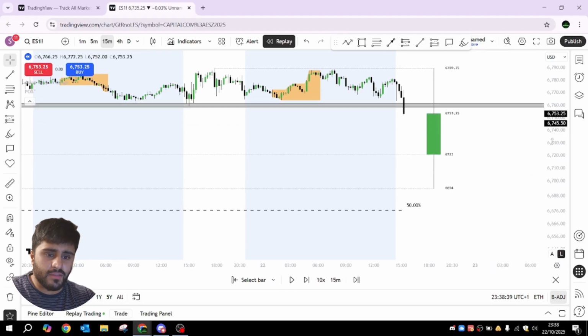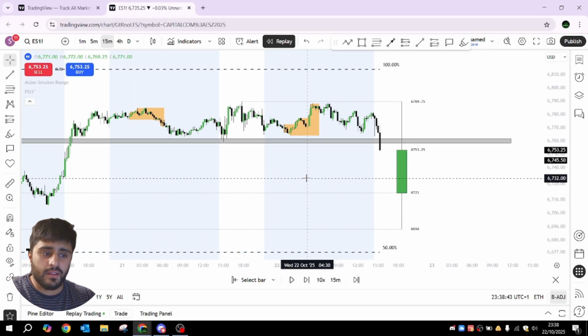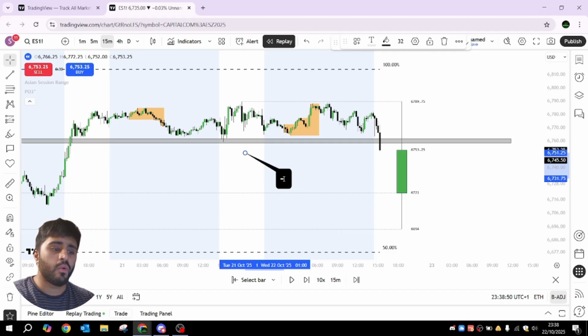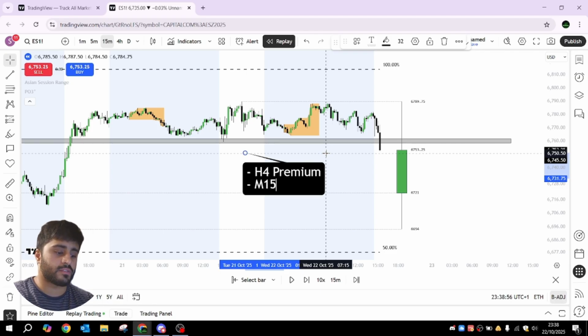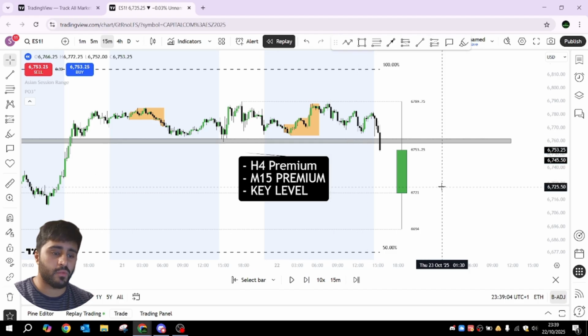Now, if we go back down to the 15, we know that we've reacted off here and we've come into our key level. So to answer the question about stacked confluences, whoever's asked me this question, I hope this will clear it up. What are the stacked confluences over here? We're in a 4-hour premium. Subsequently, like I explained earlier, we're in a 15-minute premium. 4-hour premium, 15-minute premium.